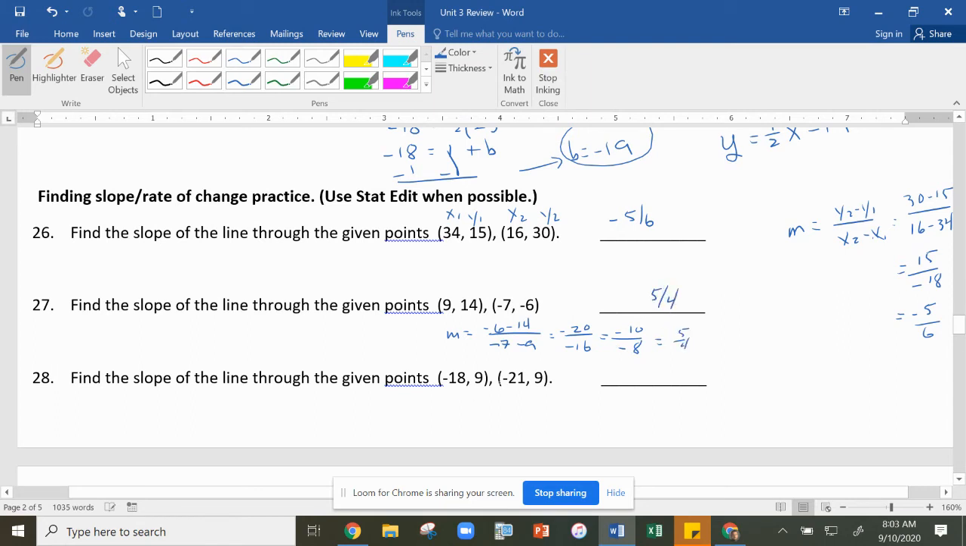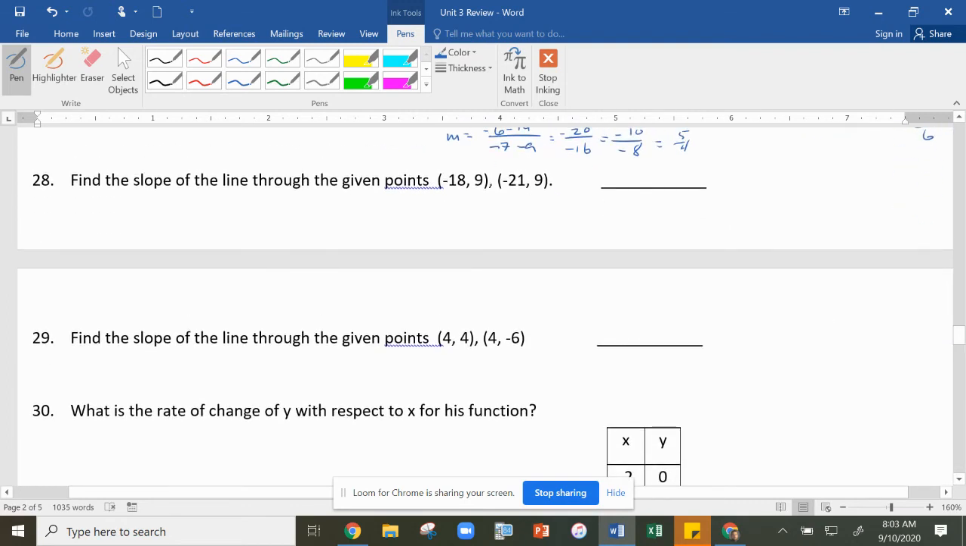Okay, this next one, another practice one. We're going to do 9 minus 9 over negative 21 minus negative 18. 9 minus 9 is 0. That turns to plus. You get negative 3. 0 divided by negative 3 is 0. That's a 0 slope.